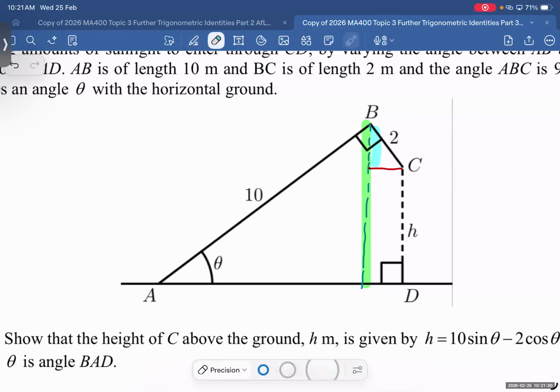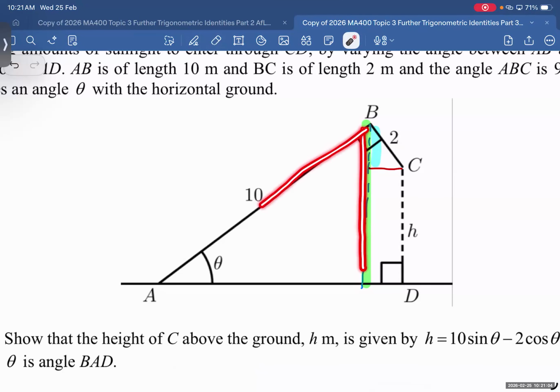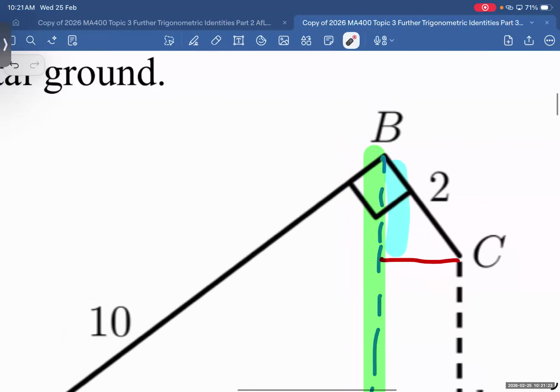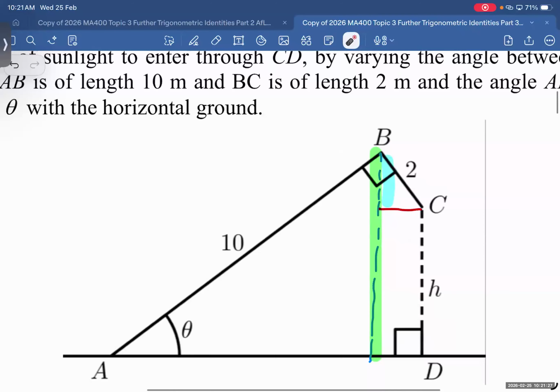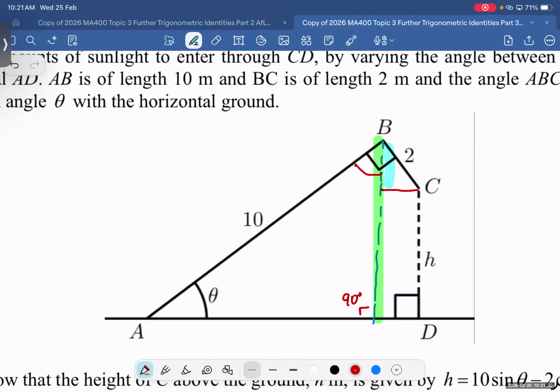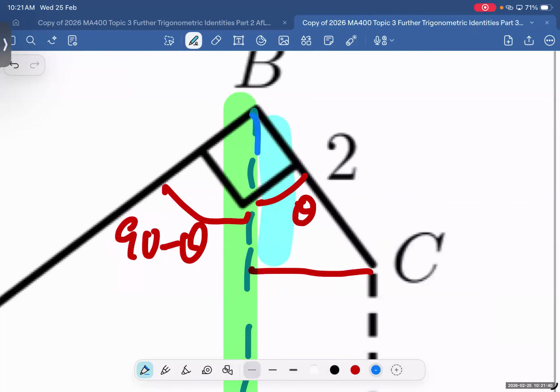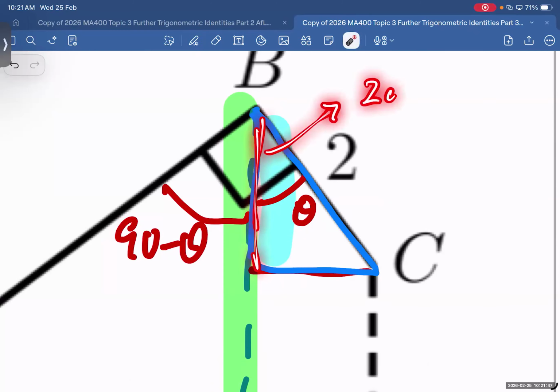Okay, the one in green, you see? Can I say if I look at this triangle, the one in green is 10 sine theta. If I look at the one in blue, okay, so first, if this is theta and this is 90, what angle is this? 90 minus theta. Then what is this? Theta. Now you look at this one, this is theta. If this is theta, what is this side? Can I say this side is 2 cosine theta?